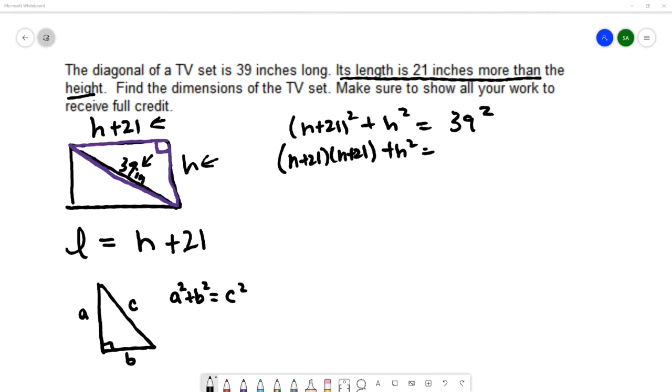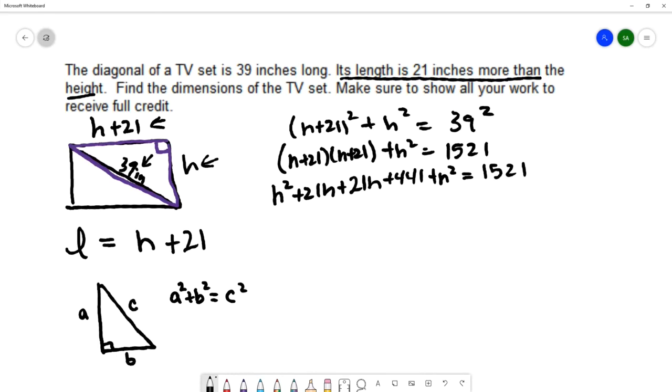So 39 squared is 1,521. I'll multiply this out. H times h is h squared. H times 21 is 21h. We have another 21h. And then we need 21 times 21, which is 441. I carry down that plus h squared, and this equals 1,521.